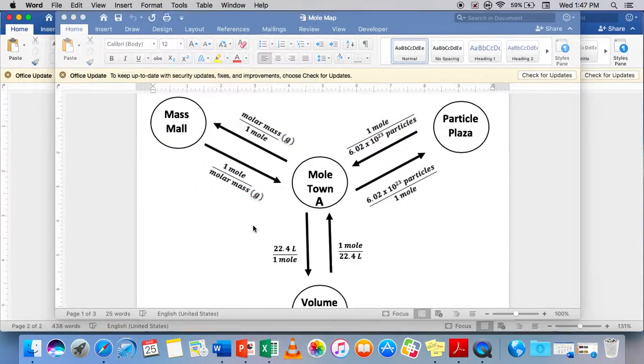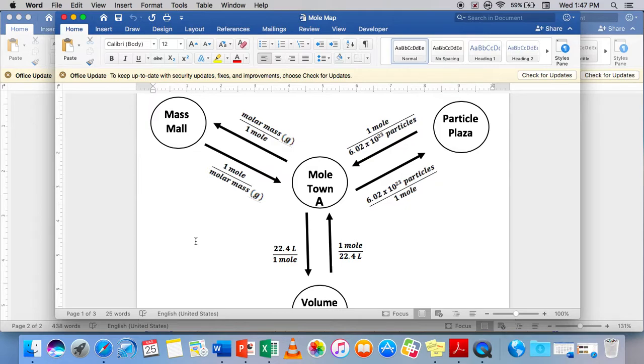Okay, let's check our mole map. I'm given moles, so I'm going to start in Moletown, and I'm going to try to get to mass small. In order to do that, I follow the arrow, the arrow that's going up and to the left. And the conversion factor it says to use is molar mass divided by 1 mole.